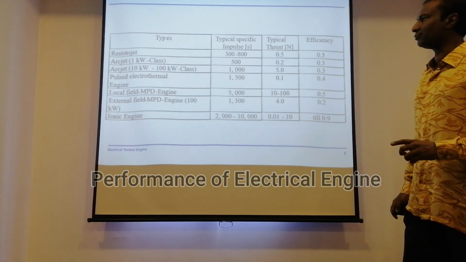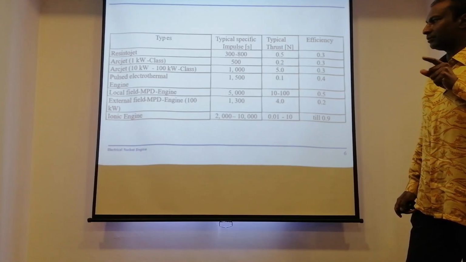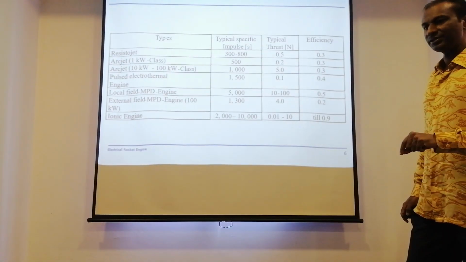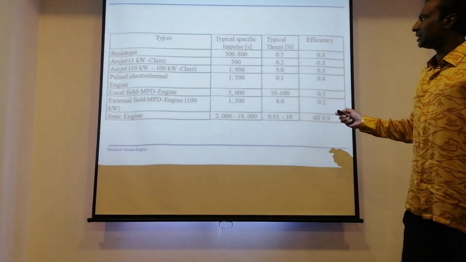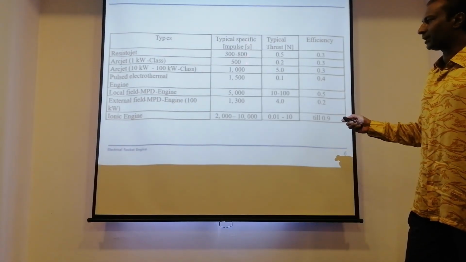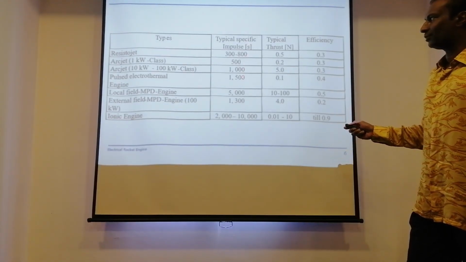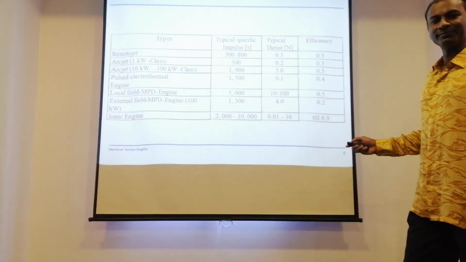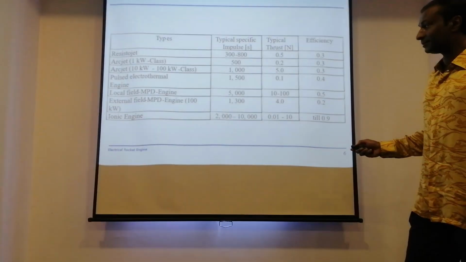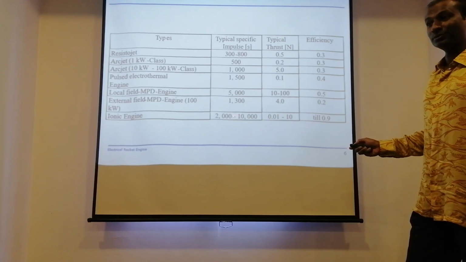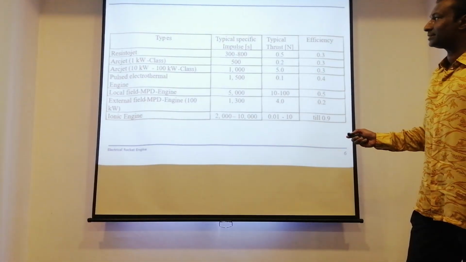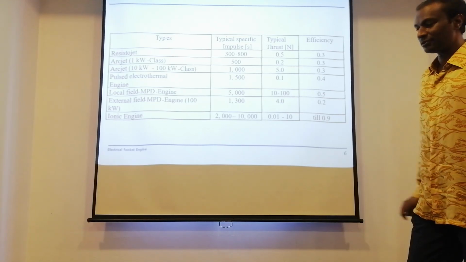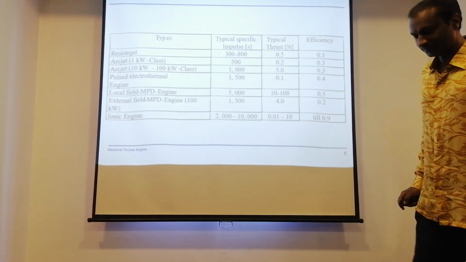Alright, now this is very, very important. This is where we are going to learn the fundamental difference between electrical engine and chemical engine. Specific impulse. Look at that. Look at this. Can you imagine 2000? Now I take this example, 800. Well, I would say that's typical.